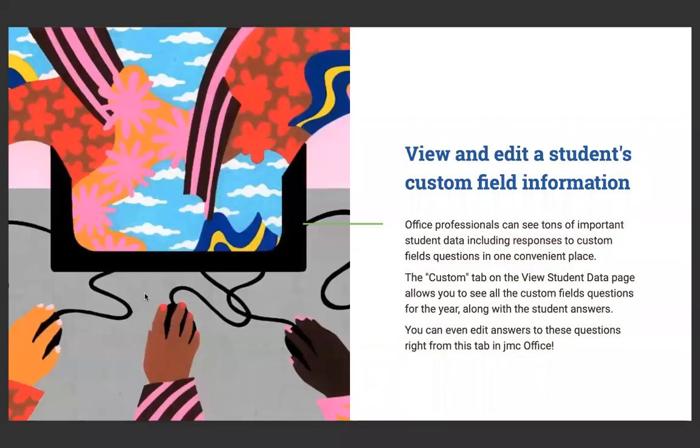All right, office professionals can see tons of important student data, including responses to custom fields questions in one convenient place. The Custom tab in the View Student Data page allows you to see all of the custom fields questions for the year along with the students' answers. You can even edit answers to these questions right from this tab in the JMC Office module.